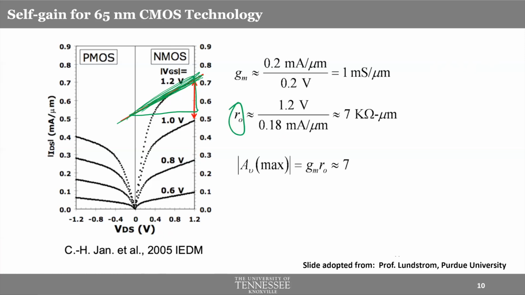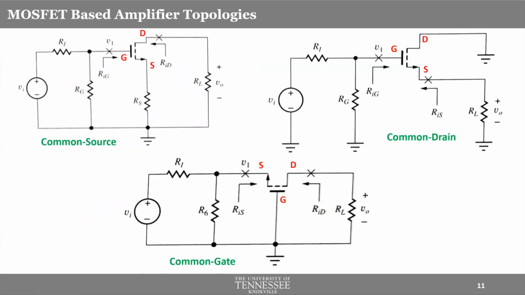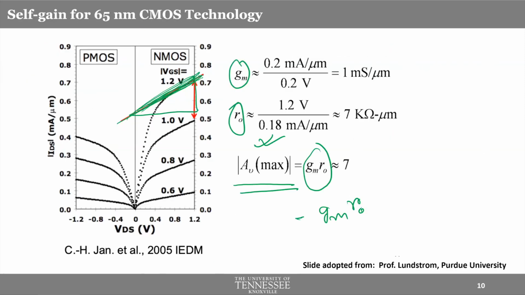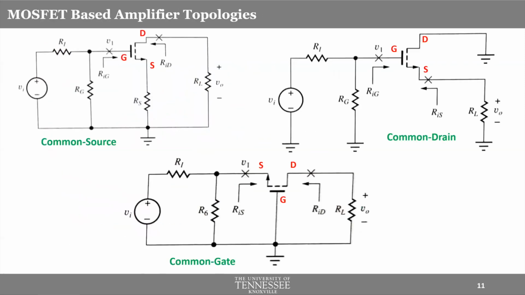Now, once you know output resistance and transconductance, you can always calculate the maximum achievable gain, which will be gm*ro. And notice that we have used the absolute value. Otherwise, we would have had a negative sign here to represent that the output will be exactly opposite to the input in terms of polarity. Okay. Now, having talked about all of these things, let's now look at some topologies for MOSFET based amplifiers.